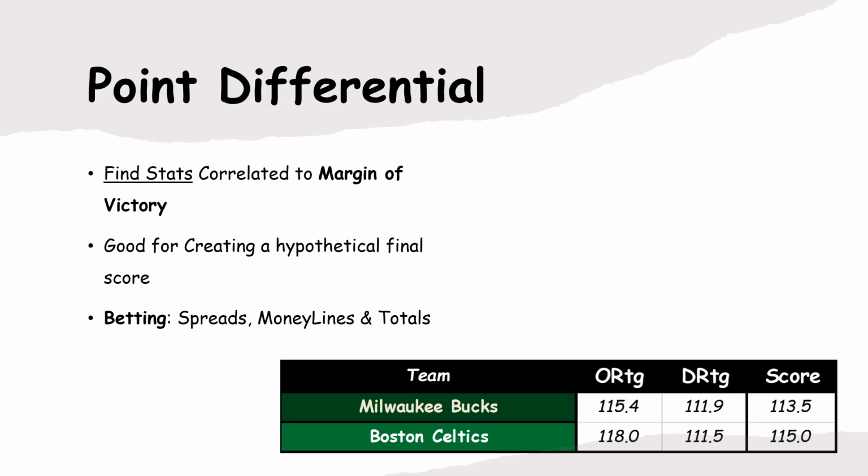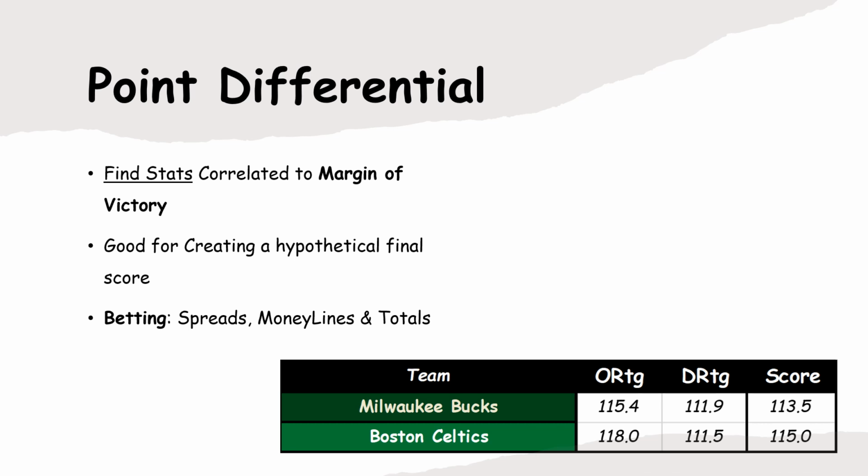Next would be point differential. The points differential method is a way of creating sports power ratings based on the margin of victory or defeat in games. The basic idea behind this method is that teams that win by large margins are likely to be stronger than teams that win by small margins or lose by small margins. But you must add other factors like strength of competition, home field advantage, and many other variables. Your first step should always be to find stats that are correlated to margin of victory.